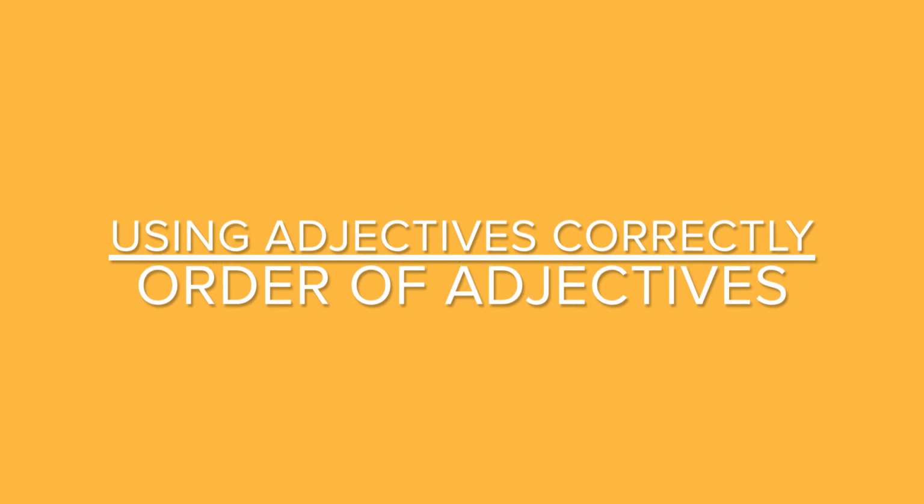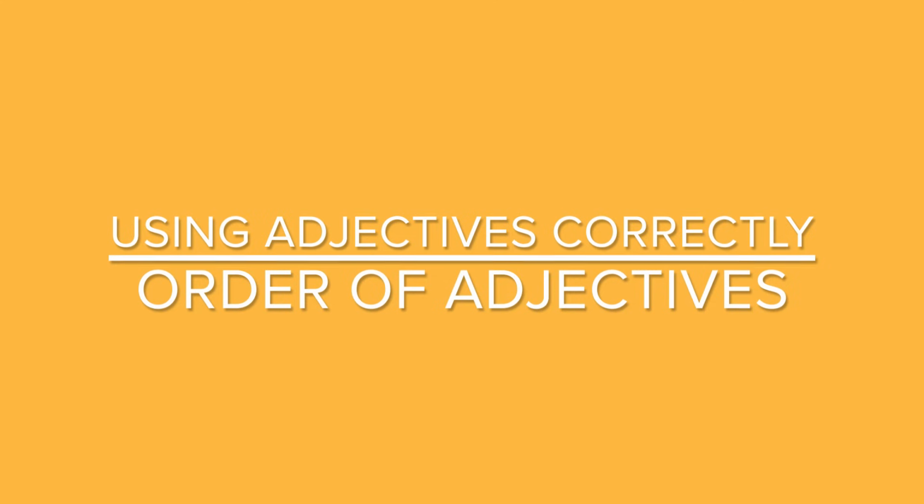Let's now move on and look at the third and final area where students commonly make mistakes with adjectives, and that is the order of adjectives. What do I mean by order of adjectives? Well, in English, when you have more than one adjective describing a noun, there's usually a fixed order in which to put those adjectives. And the mistake that students often make is that they sometimes put adjectives in the wrong order. Let's take an example.